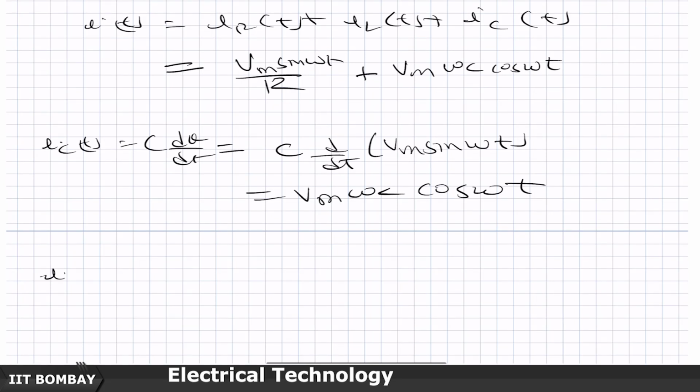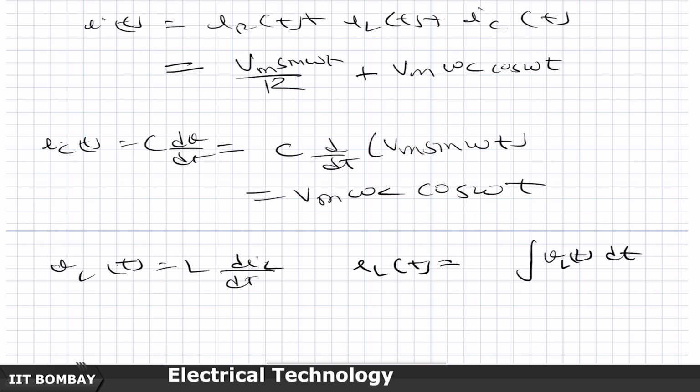And now let us come to the iL of t. So we know that vL of t is L diL by dt, with the current in the inductor being iL. So therefore iL of t can be written through the integration process as 1 by L times the integral of vL of tau d tau from minus infinity to t. I should use the auxiliary variable tau here.